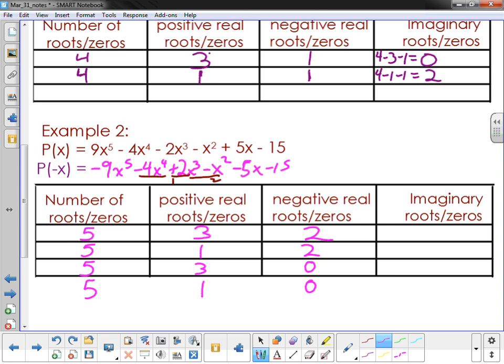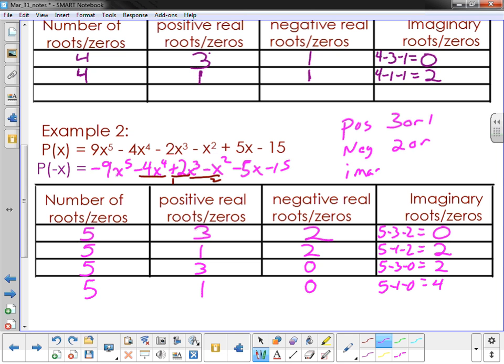So imaginaries, I'm going to go through that list again. I'm going to take 5, and I'm going to subtract 3 and minus 2, and that gives me 0. Or it could be 5 minus 1 minus 2, which would get me 2. Or it could be 5 minus 3 minus 0, which would say still 2. Or it could be 5 minus 1 minus 0, which would be 4. So my options here for positive roots are 3 or 1. For negative roots, it's 2 or 0. And for my imaginary ones, I can have 0, 2, or 4.